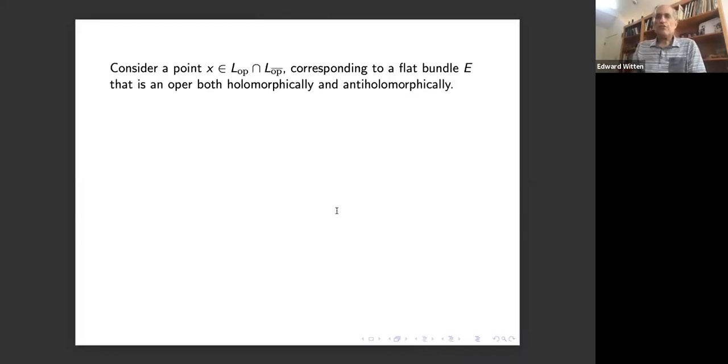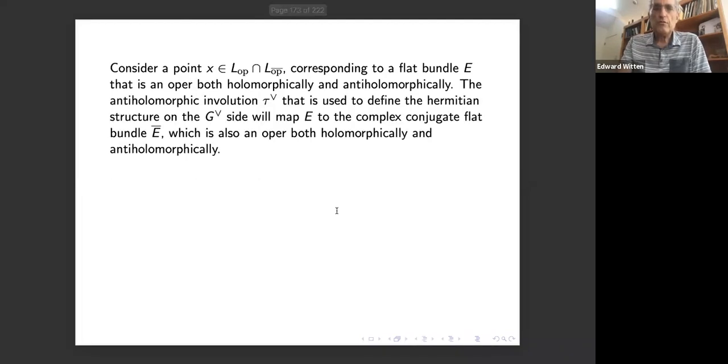Now consider an intersection point that corresponds to a flat bundle E that's an oper both holomorphically and anti-holomorphically. So the anti-holomorphic involution used to define the Hermitian structure on the G-dual side will map E to the complex conjugate flat bundle E bar, which will also be an oper both holomorphically and anti-holomorphically. Complex conjugation will exchange the holomorphic and anti-holomorphic oper conditions, but a bundle that satisfies both of them will have the property that its complex conjugate also satisfies both.